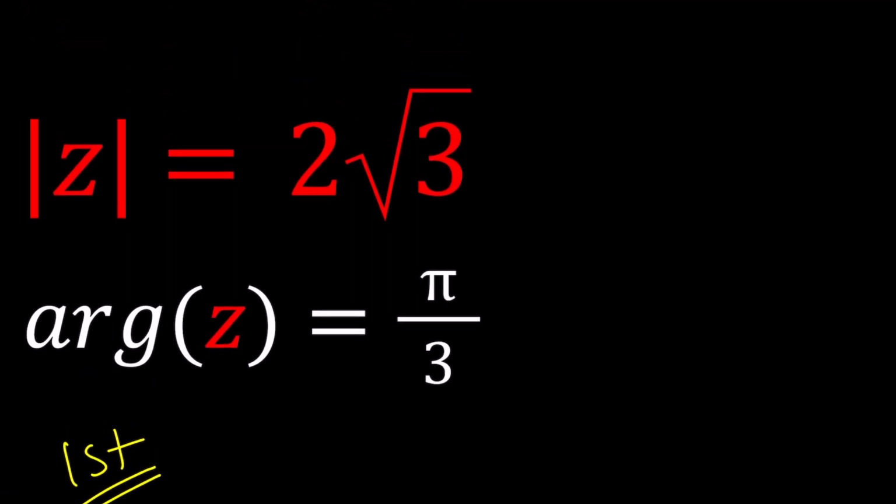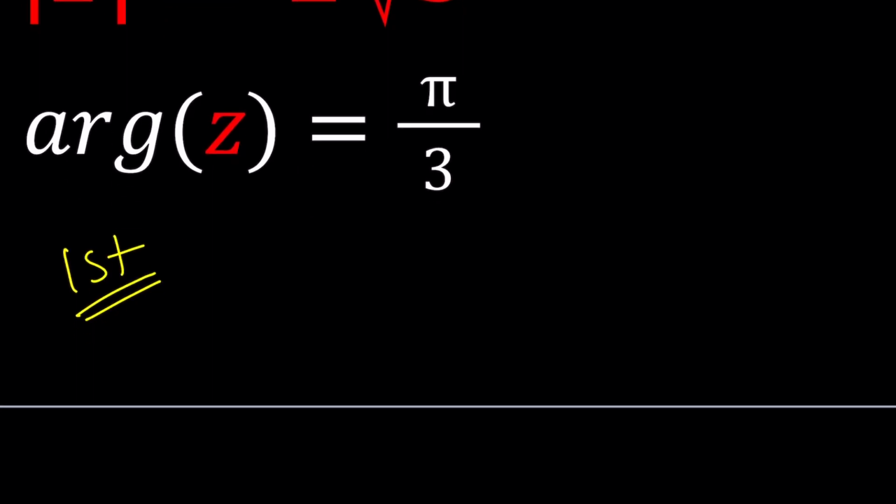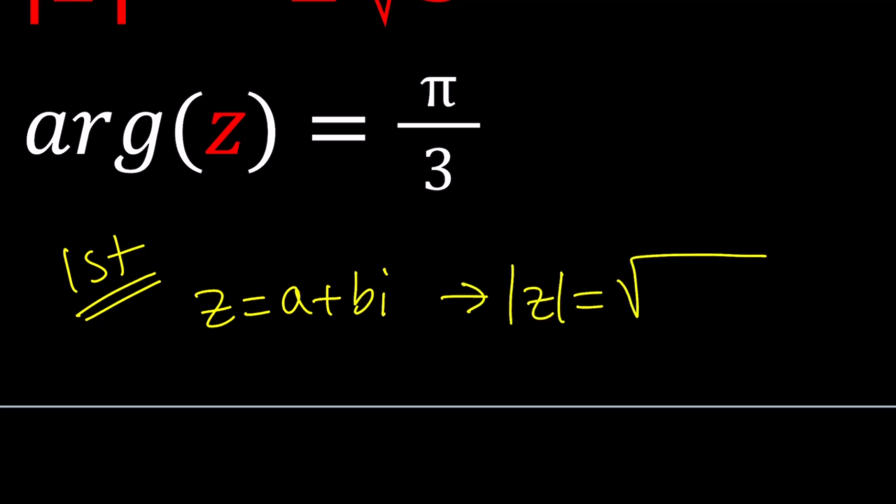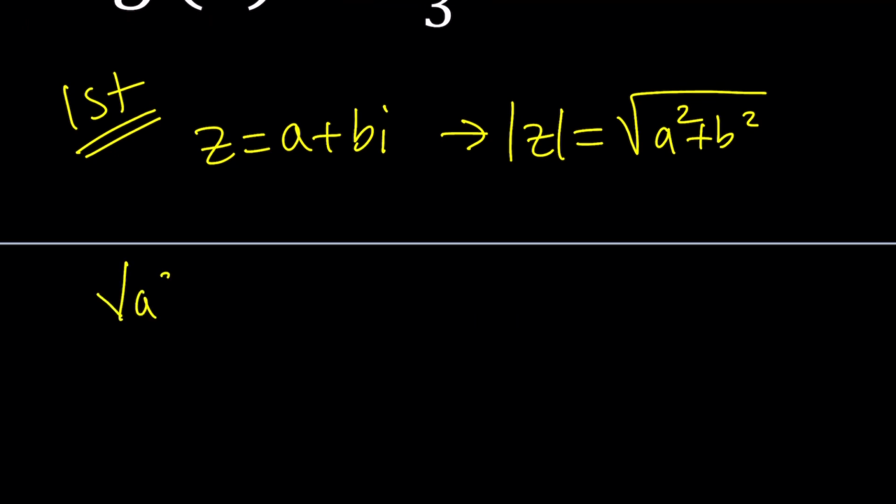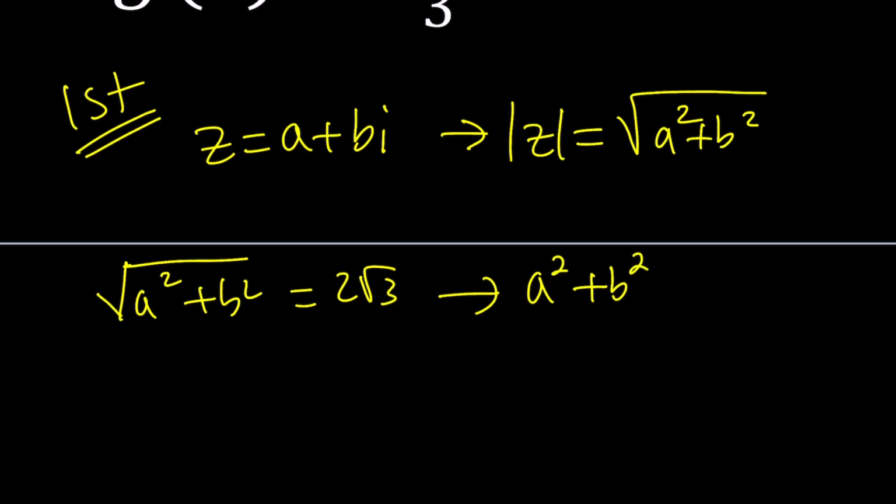Now, since the absolute value of z was given, I'm going to write z as a plus bi. This implies that the absolute value of z is the square root of a squared plus b squared. So from here, I do get something nice because I can set the absolute value equal to 2 root 3 and then square both sides. That's going to give me a squared plus b squared is equal to 4 times 3, which is 12. That's how you can square a product like this. Okay? So I got one equation.